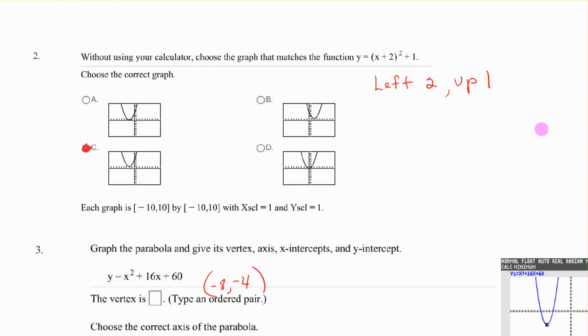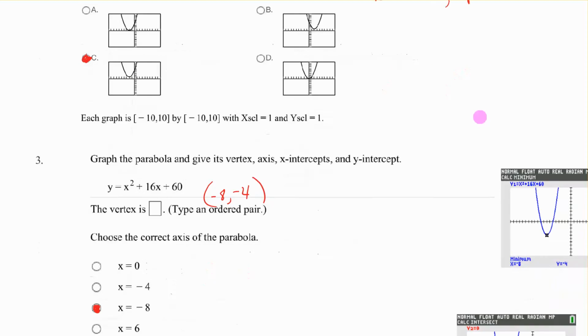Okay, here we're doing x plus 2 squared plus 1. So we've got something added inside the parentheses. That means we're going to go left 2. This one says we're going to go up 1. So we're looking for two things. Which one goes left? Well, this one does and this one does. These two do not. So this one went to the left but did not go up. This one went left and did go up. So it's C.